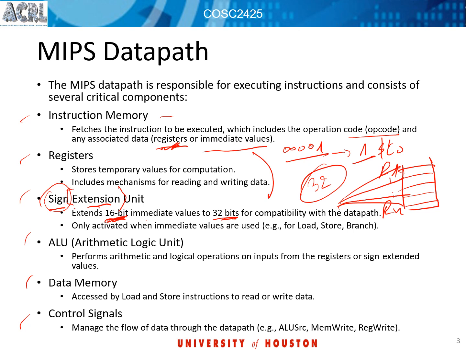The ALU is used for any arithmetic or logical operation. So any R-type instruction or any branch, load, and store would reference the ALU in order to compute the offset, compute the operation, or evaluate the condition of the branching.